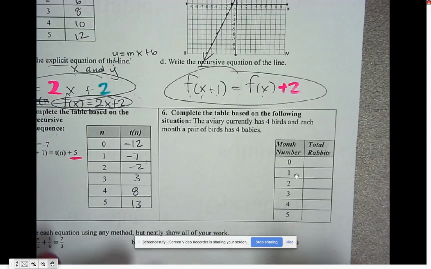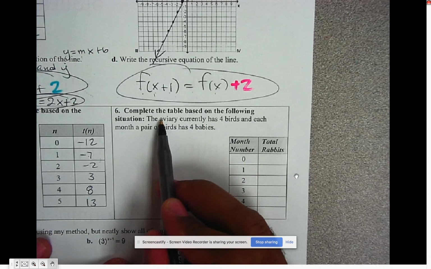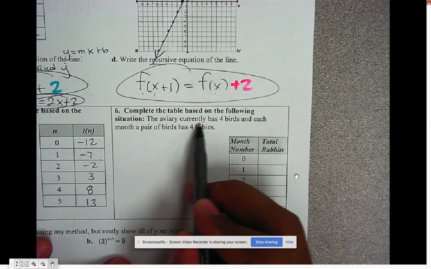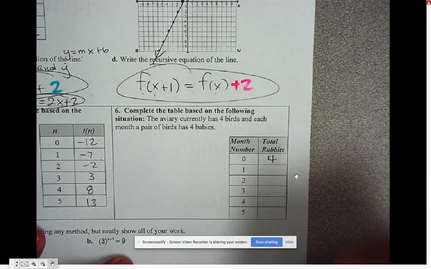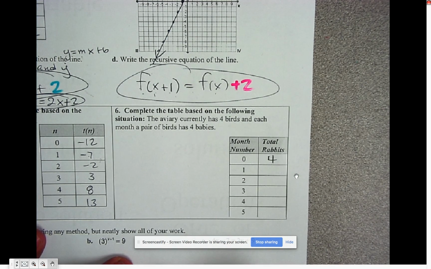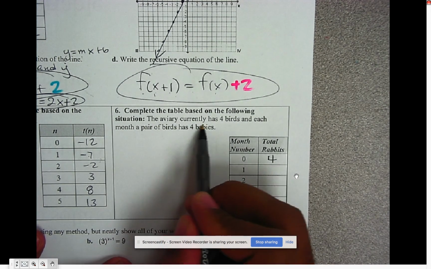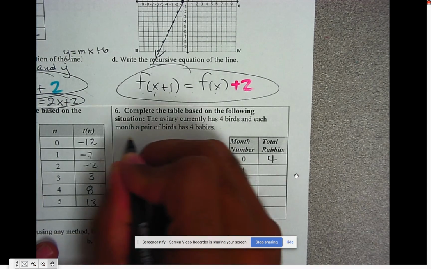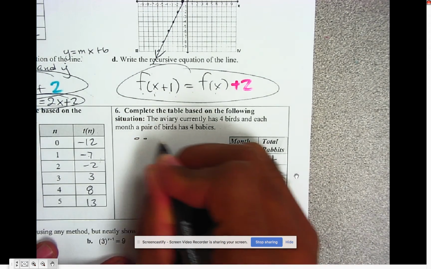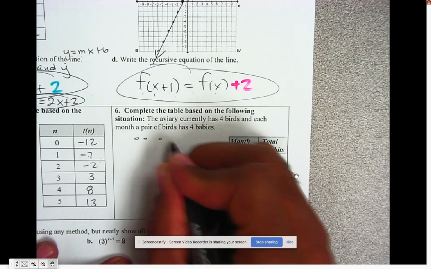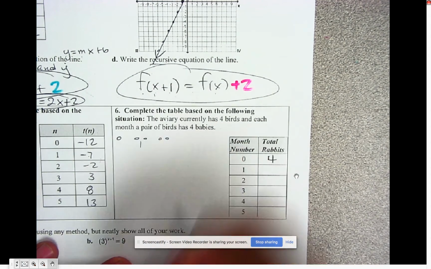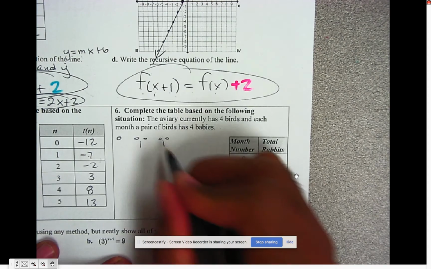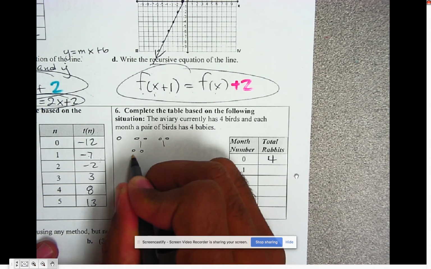Okay. Now this one here says that currently the aviary has 4 birds. Well, that's month number 0. In each month, a pair of birds has 4 babies. So let's represent that with a picture. So remember, each pair has 4. So we start off at 0 with 4, and each pair is going to have 4.